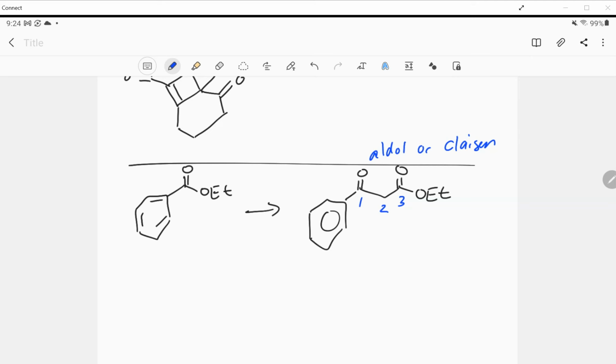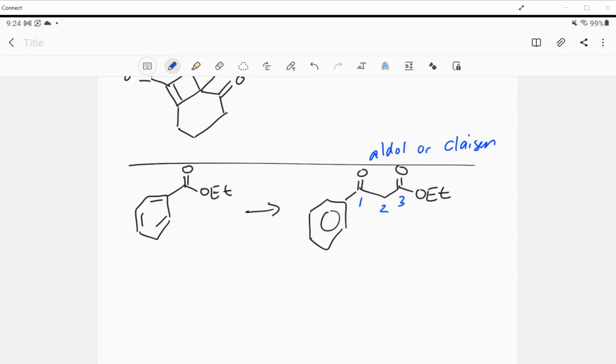So which one is going to be the more appropriate one here? An aldol or a claisen? Based on the rest of the functionality here. Claisen. This is a claisen, right? And you know that because, of course, we have our ketone and we have an ester. That's typical of a claisen condensation.